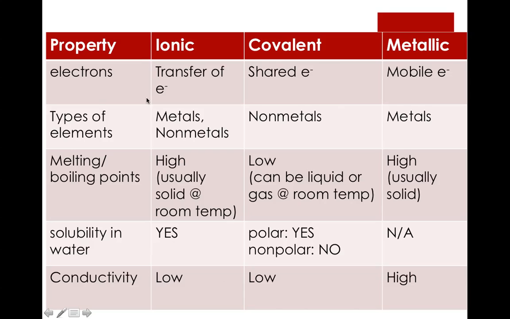Finally, you have melting and boiling points. For ionic, you think of salt. How high do you think you have to heat salt to melt it? Well, it's pretty high. Higher than you could survive. So melting points for ionics are very high, and they're usually solid at room temperature. For covalents, think of things like gasoline and oil. A lot of covalent compounds are actually liquid or gas at room temperature, so they have very low melting points. And for metallic, most metals are solid at room temperature, so they have very high melting points.